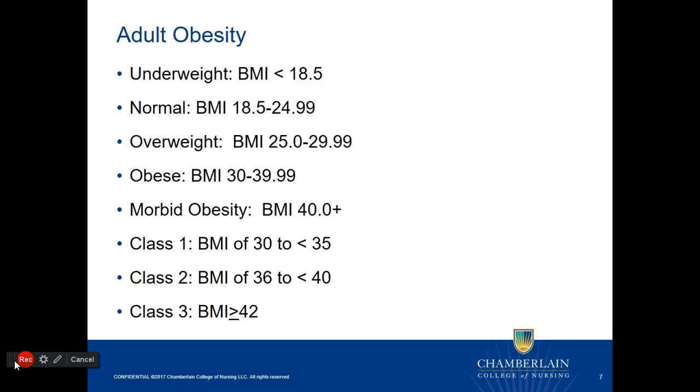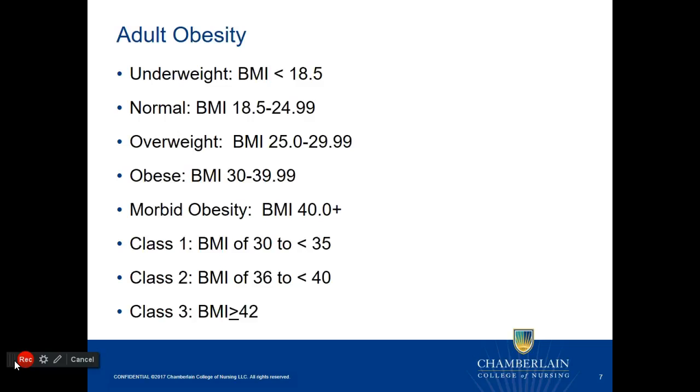Adult obesity. Let's first define obesity. Obesity is determined by BMI, body mass index. Body mass index, or BMI, is an adult weight in kilograms divided by the square of height in meters. Underweight BMI is less than 18.5. Normal BMI is between 18.5 and 24.99. Overweight BMI is 25 to 29.99. Obese BMI is 30 to 39.99. And morbidly obese patients are 40 or over.